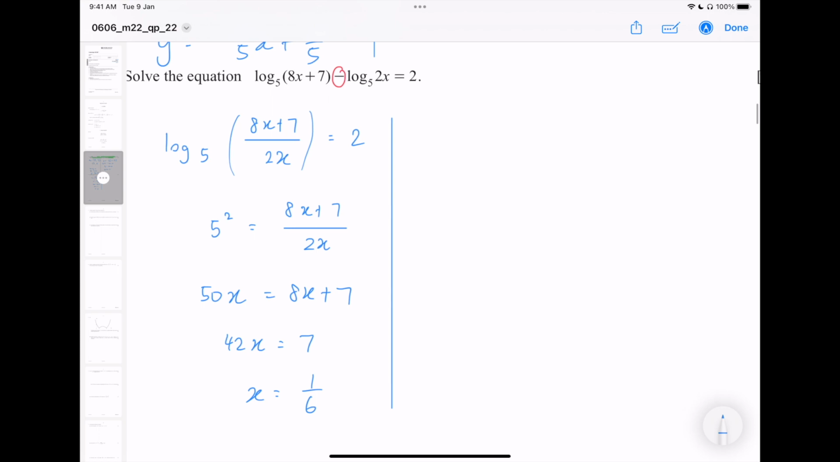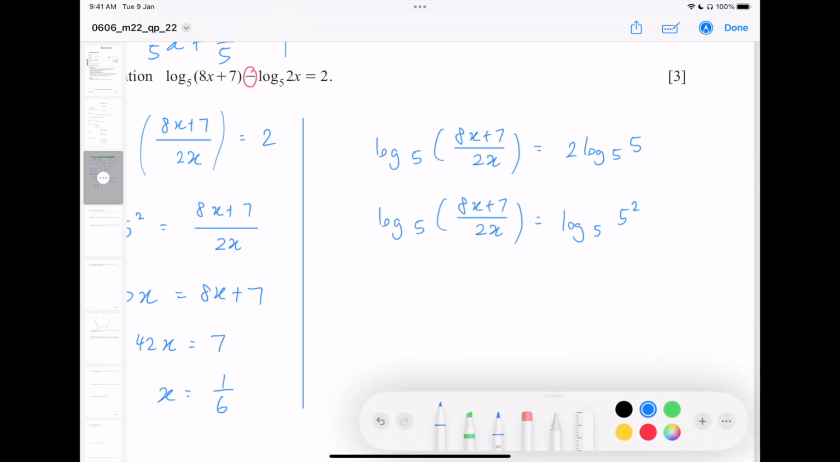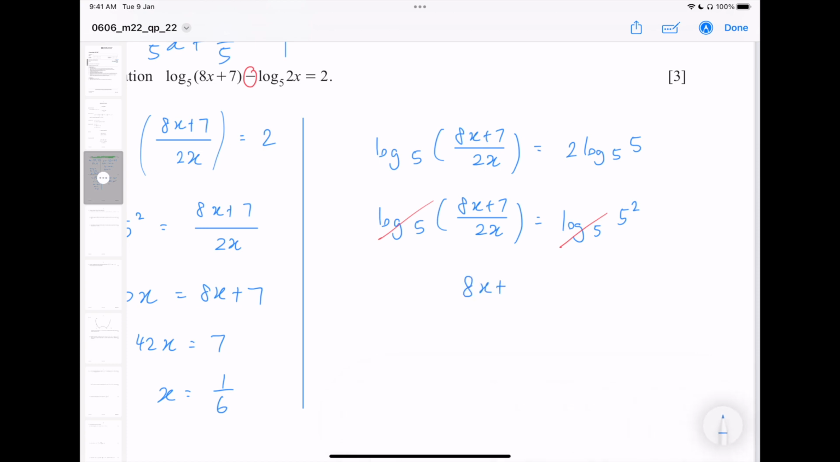I'm not going to talk about the minus sign again. I'm still going to copy the log 5 of 8x plus 7 over 2x. But this time I'm going to change the 2 into a log 5. So you're going to get 2 log 5 of 5, which means you'll get log 5 of 5 squared equals the same thing. This is method 2 if you prefer this one. Because both sides have log, I can just cancel the log 5, since it's the same log on both sides. You can see that we end up with the same thing: 8x plus 7 equals 50x, which gives you the same answer, 1 over 6.